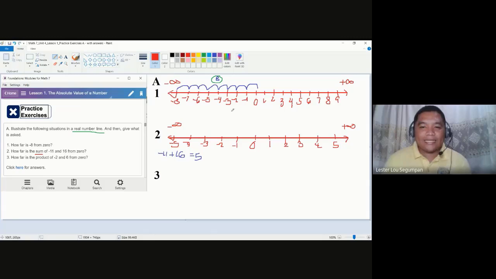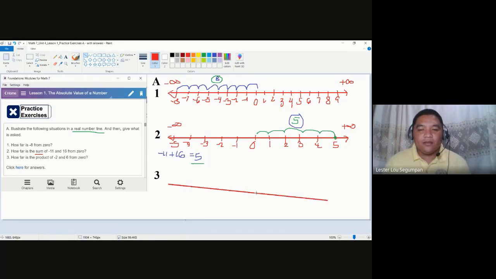And then we ask about how far is the sum. In short, how far is 5 from 0? So from here, you jump 1 through 3, 4, 5. You jump 5 whole steps. So the answer to the question for number 2, how far is the sum of negative 11 and 16 from 0? The answer is 5. 5 whole steps.